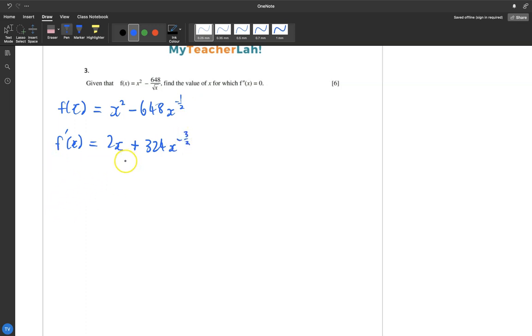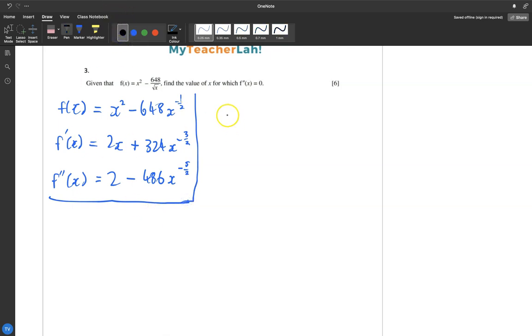We are not interested in the first differentiation, so we have to go to the second derivative, which is going to give me 2 minus, this time it's going to be negative 486 x^(-5/2). Just be very careful with the values at the top for your power. So we're done with the basic things. So you probably already get some marks in.